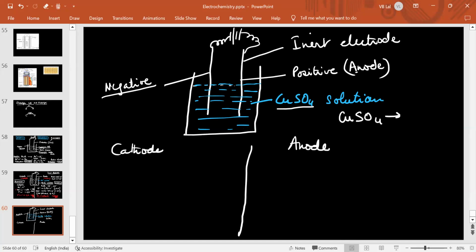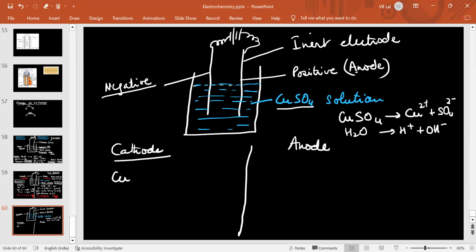CuSO4 will give Cu2+ and SO4 2-, and in addition to that, you have water. All right. So at the cathode, what is the possibility? The positively charged ions will move towards the cathode. So water, you can say, gives H+ and OH-.